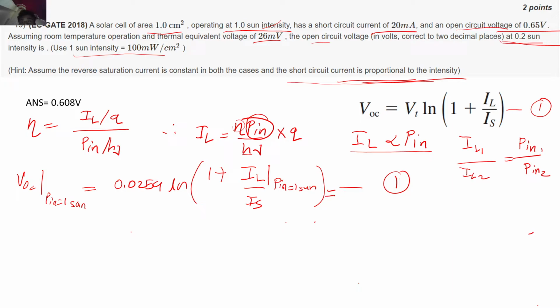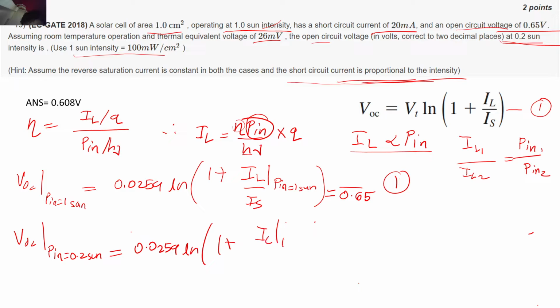This has been given as what? Open circuit voltage is 0.65. So this is equation number 2. Now VOC at P_in equal to 0.2 sun is equal to 0.0259 times ln of 1 plus IL at P_in equal to 0.2 sun divided by IS. IS won't be changing because they have given in the question to assume the same saturation current. Now this is equation number 2.